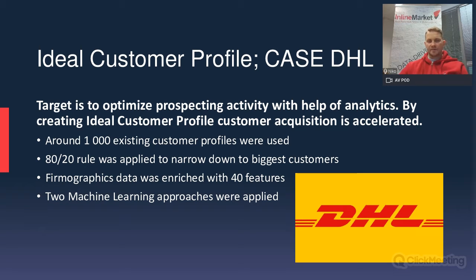Then, once we had the company data, we used an additional service provider, Vainus, and we used all the available data points from Vainus and enriched the existing customer data beyond the original data set. And then we applied two different approaches to machine learning exercises to really drill down the nature of the ideal customer DNA.